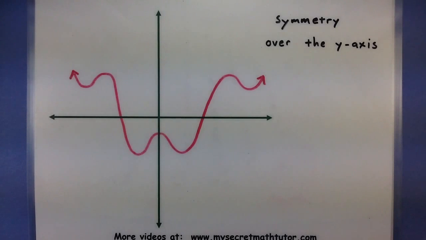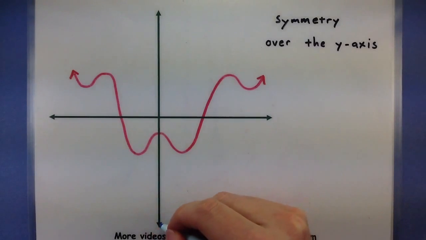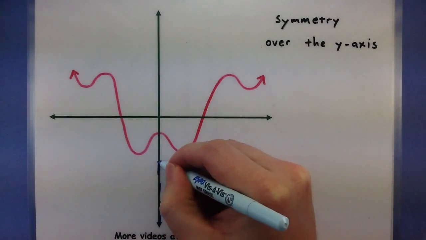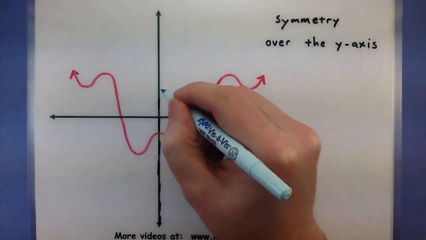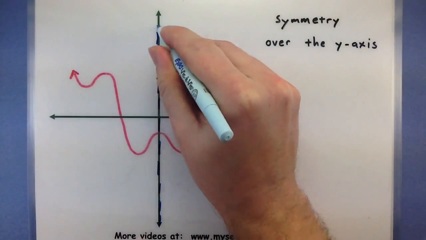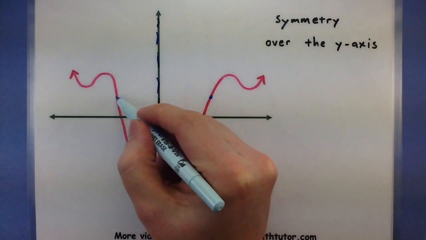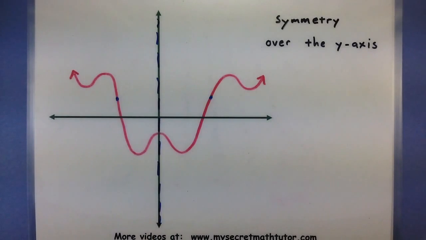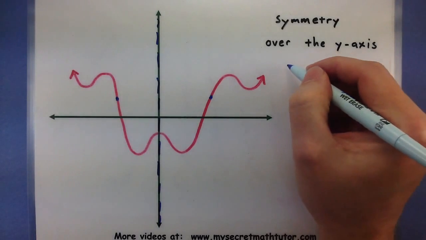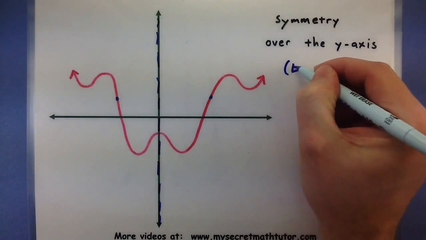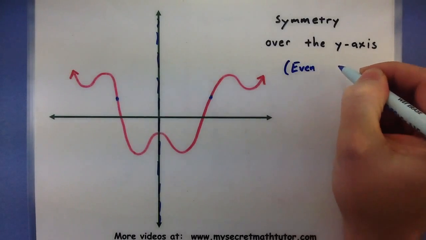Y-axis symmetry is where you can take your graph and fold it along the y-axis. So imagine that line of symmetry as before, and it just happens to line up with this y-axis. So notice how if I have a point over here, there's another corresponding point right over here on the other side. Now this is a very special type of symmetry, and when a function has this, sometimes we give it the special name, we call it an even function.